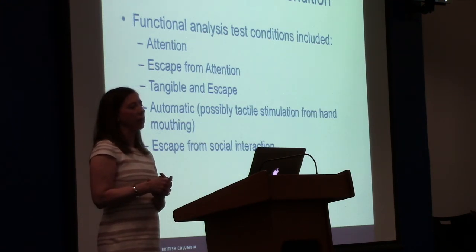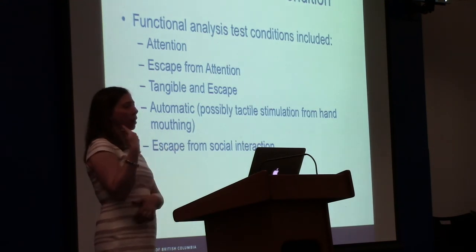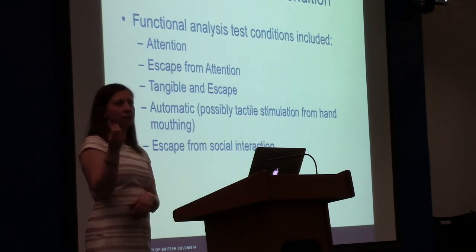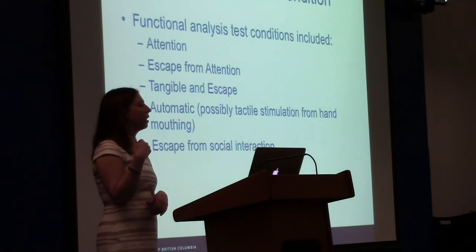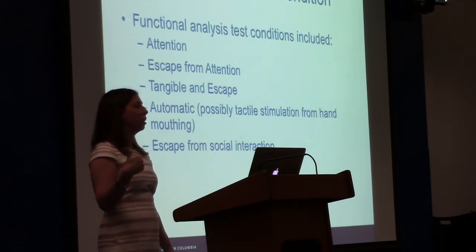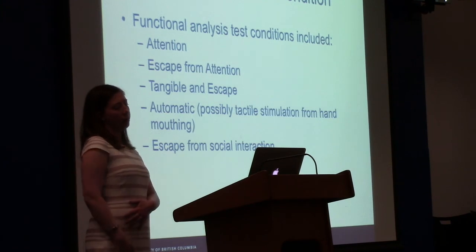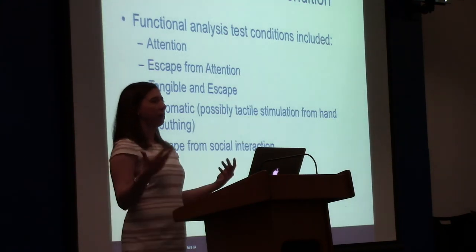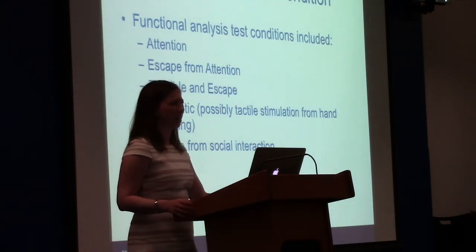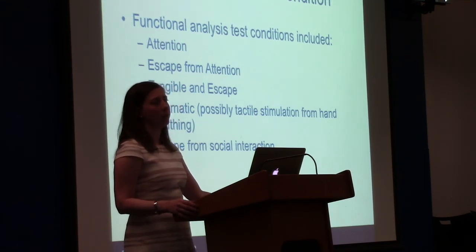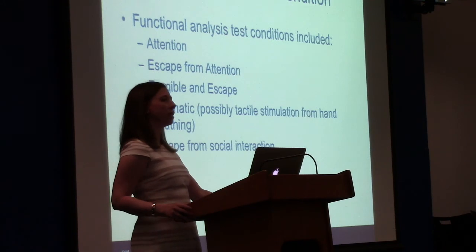Alternatively, you could potentially use response blocking, like an extinction kind of control condition, where if it's hand mouthing, you might put a glove on their hand, because then the stimulation isn't the same and it's blocking it, so it's more of an extinction condition. Because again, we can't control the access to the reinforcer. So in the control condition, if we give them that stimulation, they may or may not engage with it. So it might be reasonable to do some kind of sensory extinction condition.